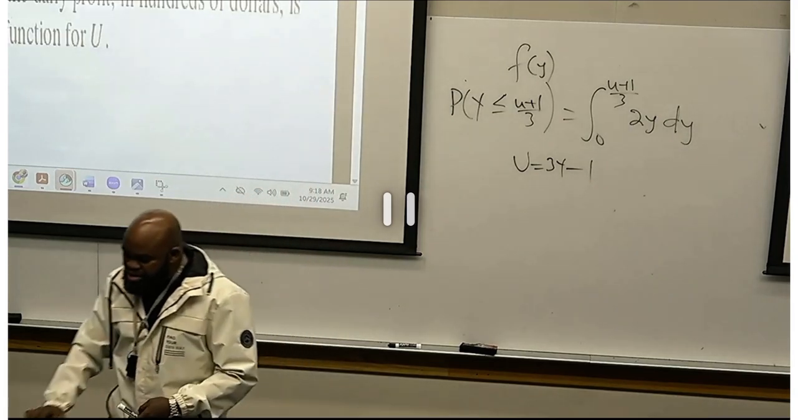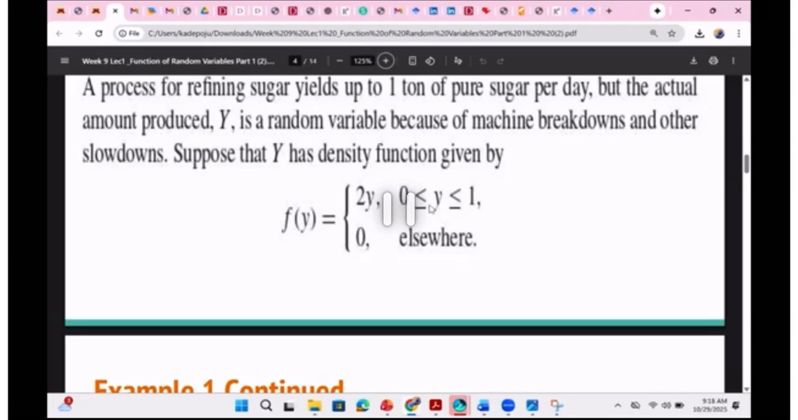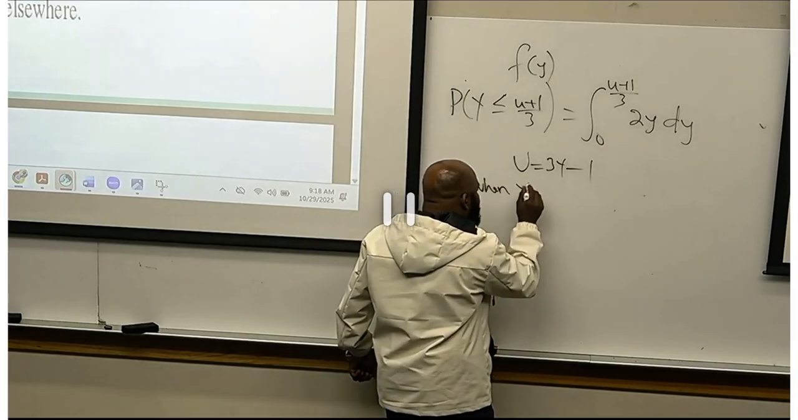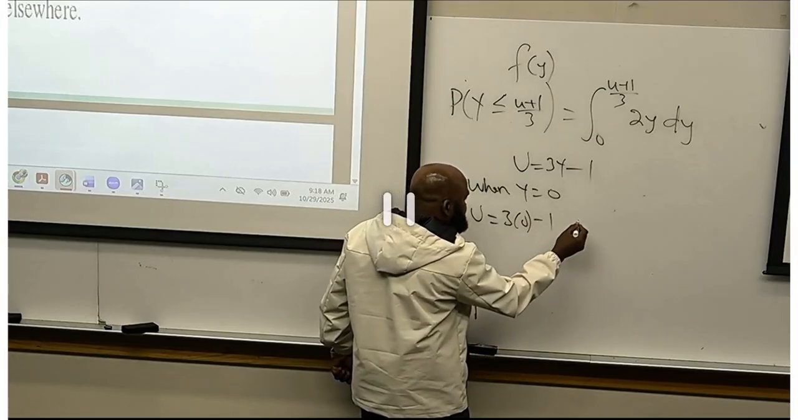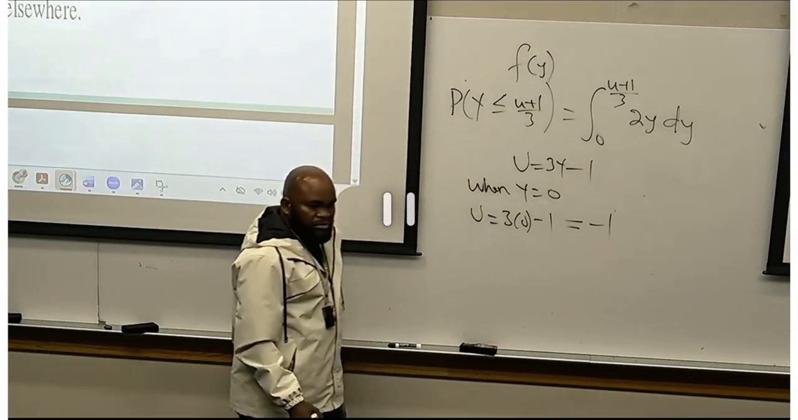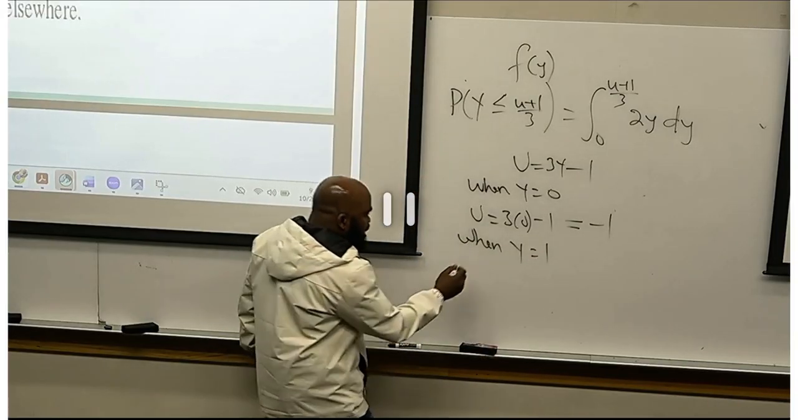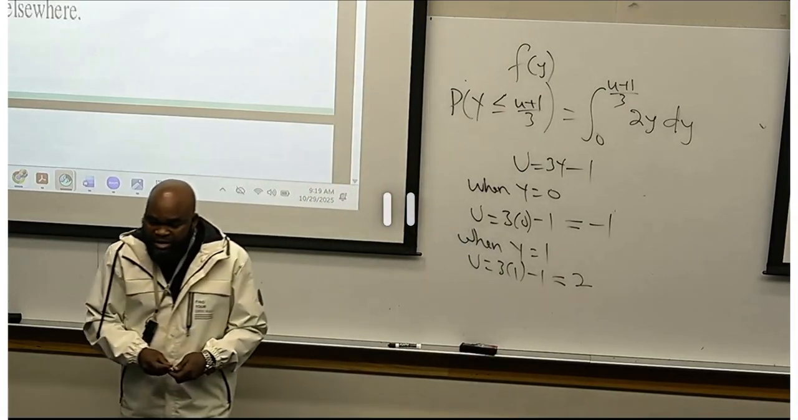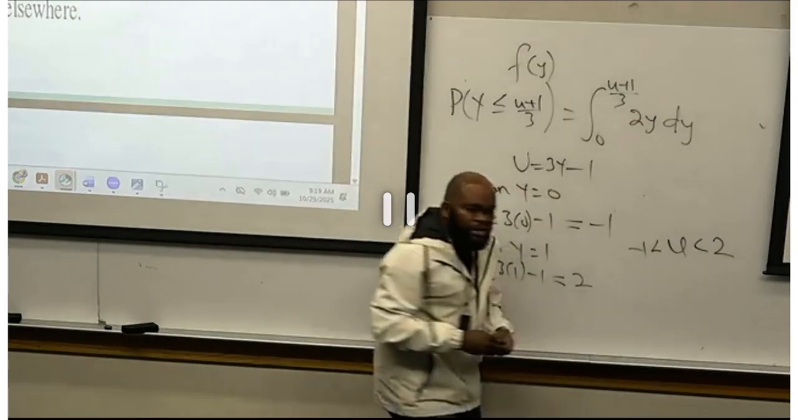Okay, what was the range of y given? Initially, it is 0 to 1. I need the range of y to figure out the range of u. When y equals 0, what is my u? u is going to be 3 times 0 minus 1, that is going to be negative 1. When y equals 1, that is going to be 2. That means u lies between negative 1 and 2.